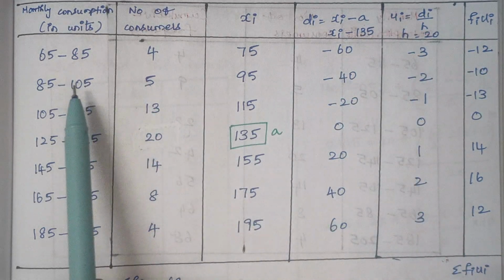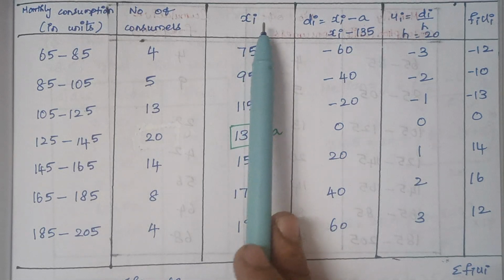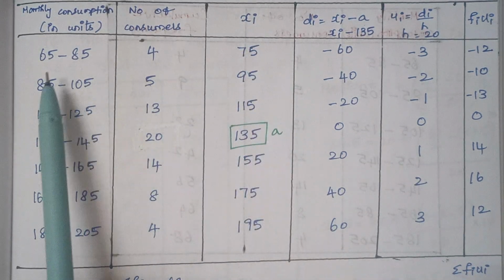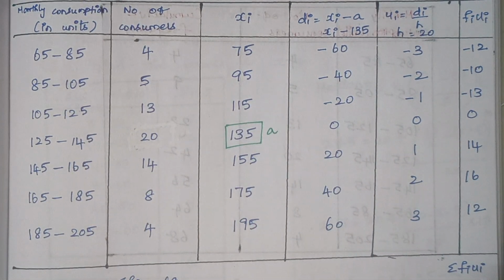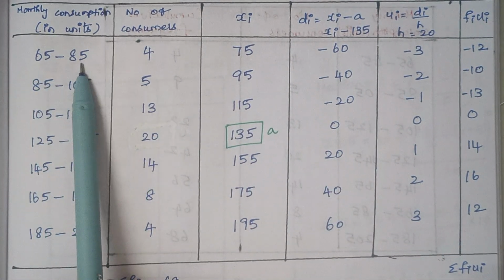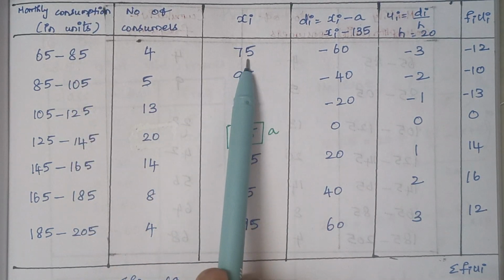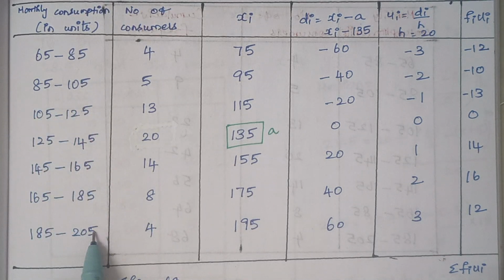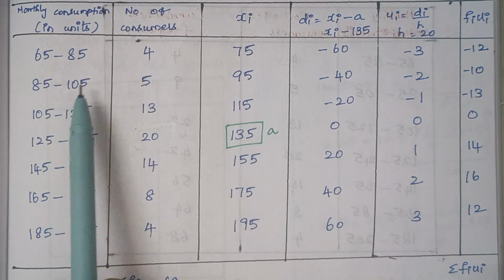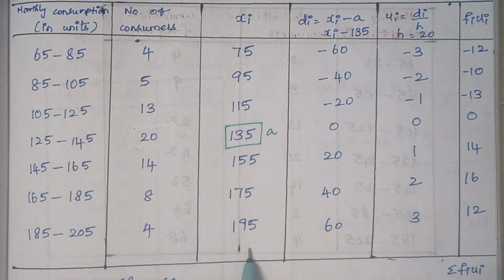Now the next thing is we are going to calculate this xi. For calculating xi, you have to take the average. When you take average, what happens? 65 plus 85 gives you 150 and 150 by 2 is 75. Similarly, we are going to take average for all these things, right? You have to just add these two numbers and divide by 2. So we have listed out the values of xi.